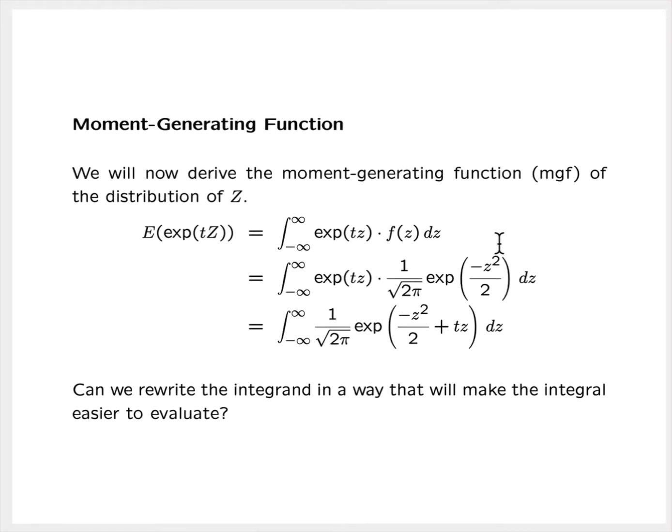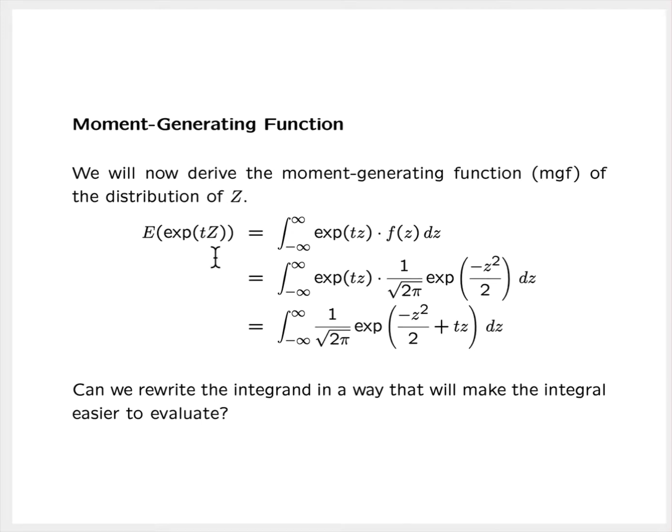So we will now derive the moment generating function, or the MGF, of the distribution of z. Now remember that the moment generating function, if it exists, is given by the expectation of this special function, the exponential function evaluated at t times the random variable, in this case z.